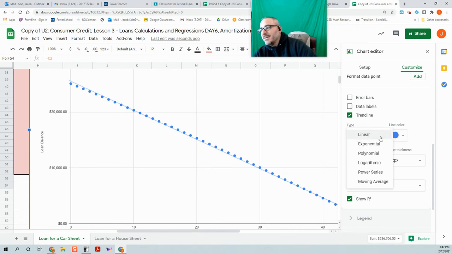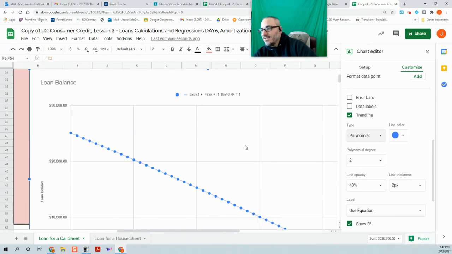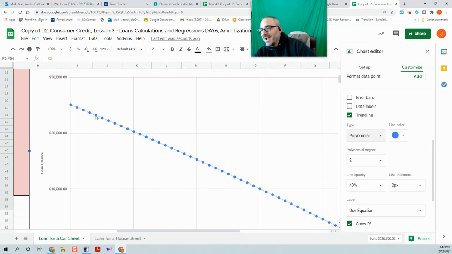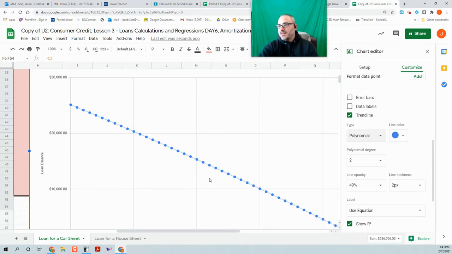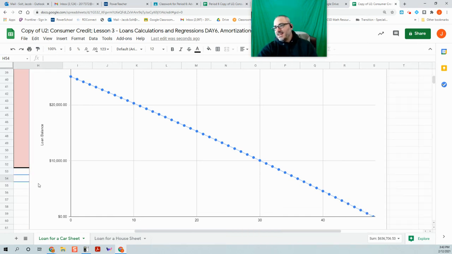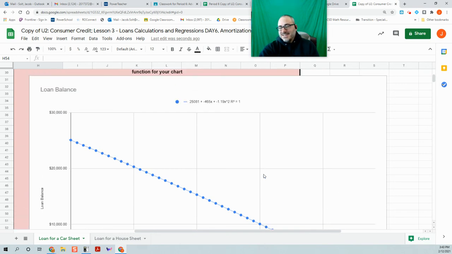I'm going to change it to polynomial. A nice polynomial right there. Look at that. Isn't that nicer? That is a nice regression line. Boop, boop, boop, boop. Hits them all, right? So my regression line for this one is negative 1.19x squared, so it's a quadratic. All right, and then I have plus negative 465 times x plus 25,081. That's a beautiful regression. That is what I'm looking for, folks. This is nice.